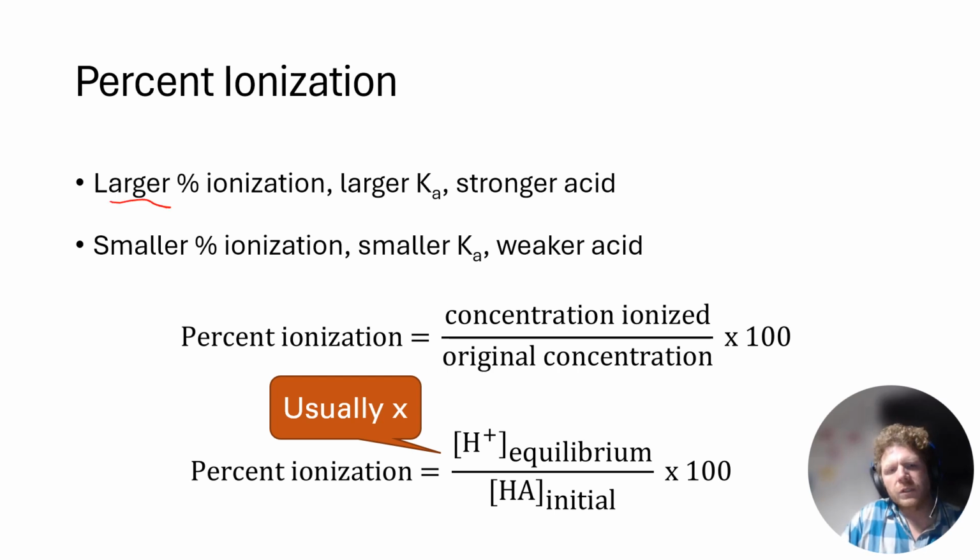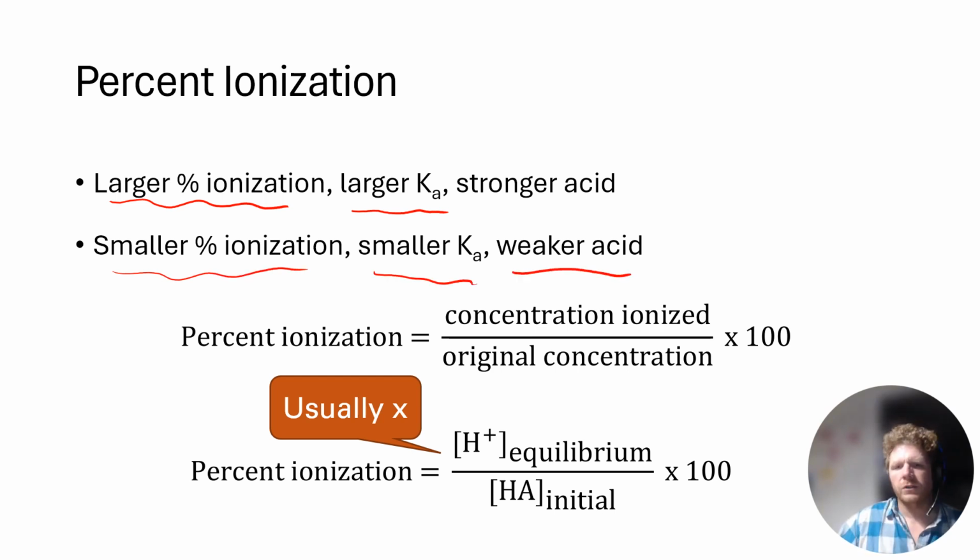The larger percent ionization, the larger the Ka, so a stronger acid. The smaller percent ionization, smaller Ka, therefore a weaker acid. Okay, so it's important to know these trends for Kas. Larger Ka, stronger acid, smaller Ka, weaker acid.